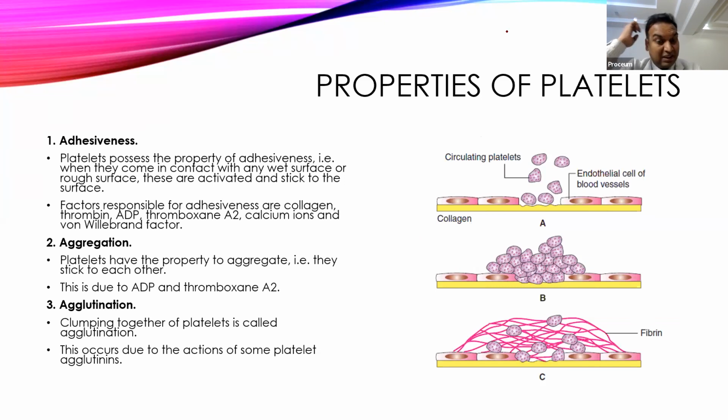Once it increases the adhesiveness of the place, it also activates the platelets, and platelets start releasing factors like thromboxane, thrombin, ADP, and calcium. This will increase, and these factors again increase the adhesiveness of the platelet. The second property is that once adhesiveness increases, the platelets start aggregating or piling up on each other.